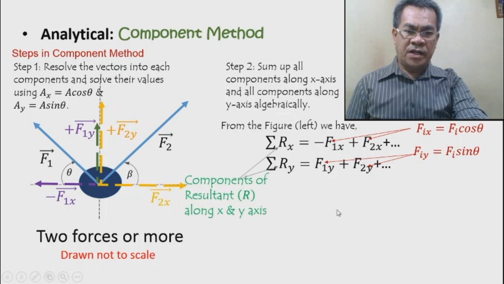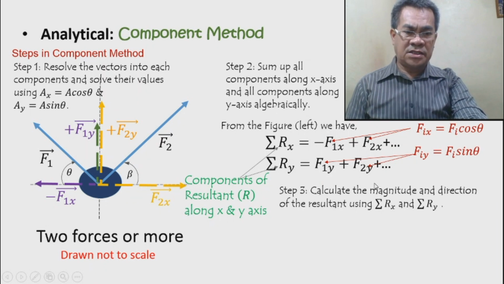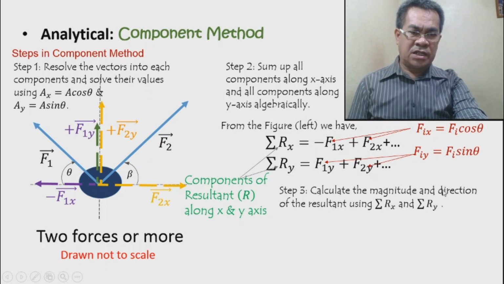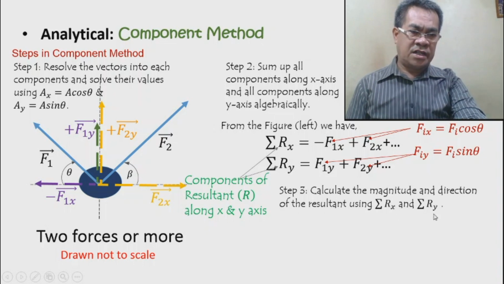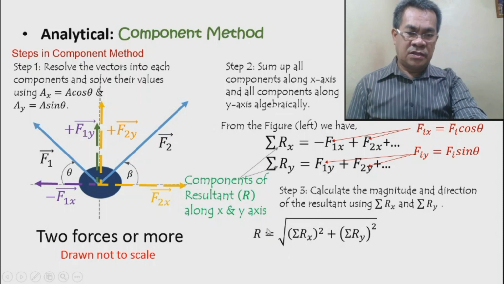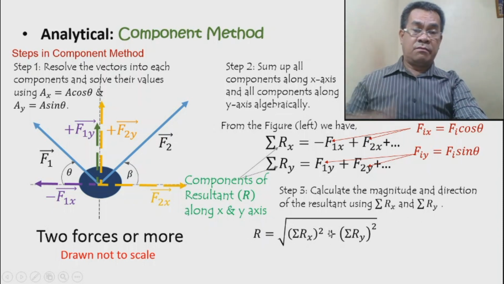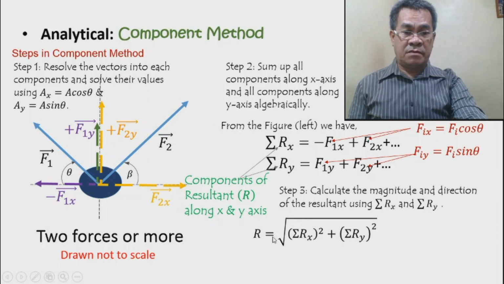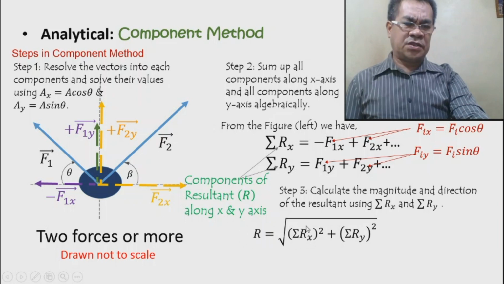So these are the components of the resultant. So next is to calculate now the magnitude. Given this, we are now ready to calculate the magnitude and direction of the resultant, the Rx and the Ry. To do it, we use the Pythagorean theorem. Remember in our previous slide, we have this square root. Why? Because R is the hypotenuse side. So we actually use the Pythagorean theorem.